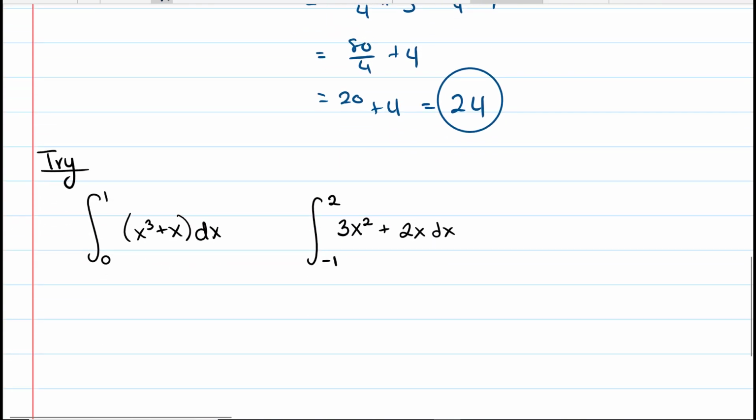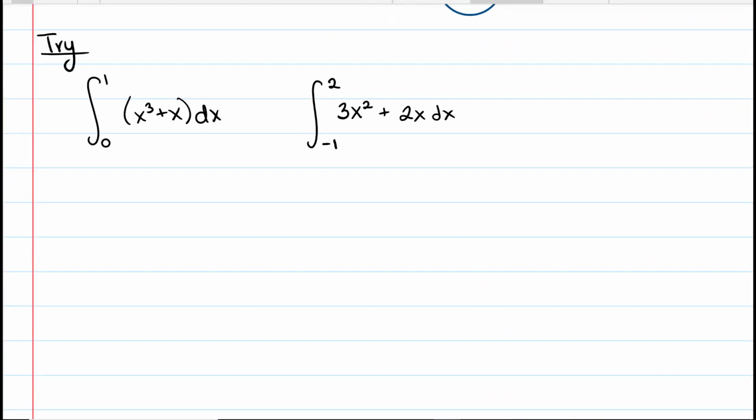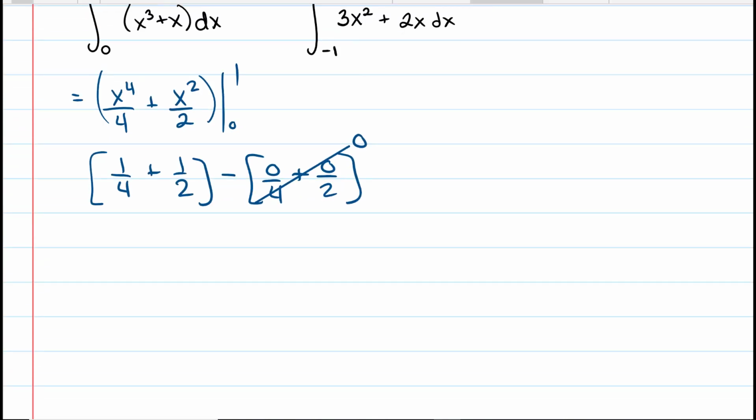So what I want you to do now is work out these two integrals on your own. Here we go. Let's see if we got it right. So the integral of x cubed plus x from 0 to 1. When you integrate, you should get x to the 4th divided by 4 plus x squared over 2 from 0 to 1. So we're going to get 1/4 plus 1/2 minus 0/4 plus 0/2. This whole thing becomes 0. And you get 1/4 plus 1/2, which is equal to 3/4.